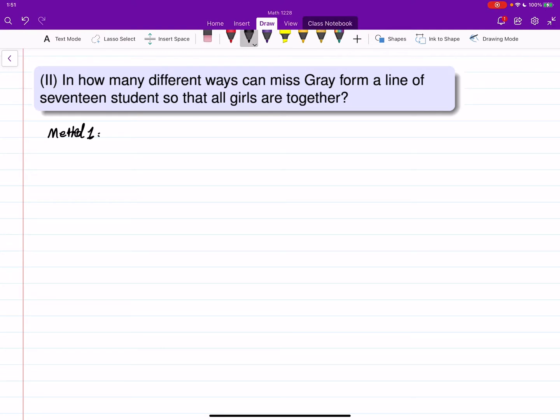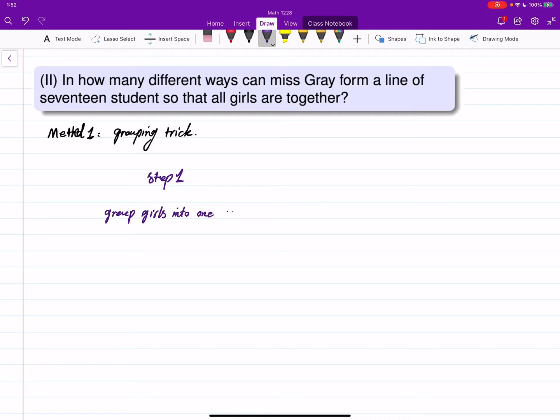Method 1, I will call it the grouping trick. Actually, in both of them we are using a grouping trick. To form such a line, we will divide the action of forming such a line into 2 pieces. In step 1, forget the boys. Form a group of girls and call them just one new member, grouping the girls into one person or one object.